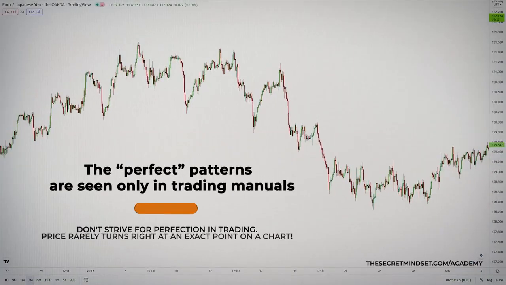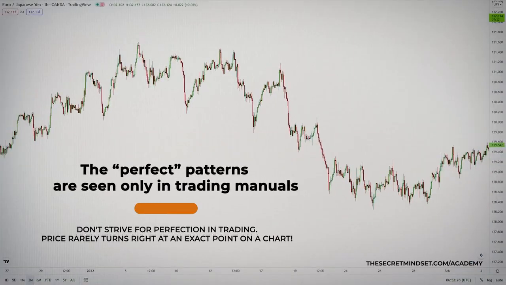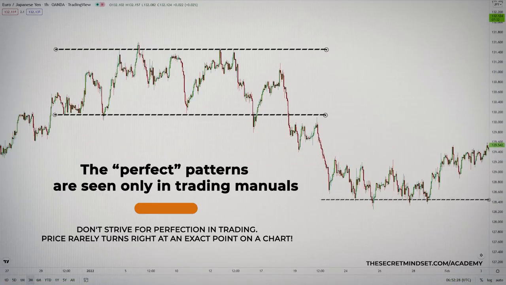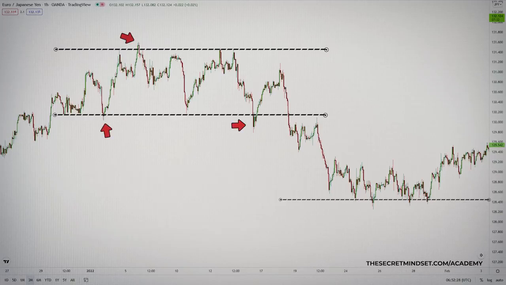If you are striving for perfection in trading, you're going to have a hard time. Consider trend lines and support and resistance. If you are expecting the price to turn right at the exact point on the chart and base your trading decisions on that exact line, good luck with that. These perfect patterns are seen only in trading manuals. In real time, price movements can be quite messy.